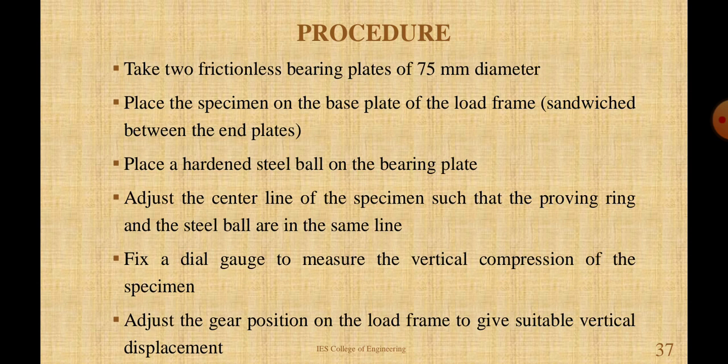Then take two frictionless bearing plates of 75 mm diameter. Place the specimen on a bearing frame and place a hardened steel ball on the bearing plate. Adjust the center line of the specimen such that the proving ring and the steel ball are in the same line. Fix a dial gauge to measure the vertical compression of the specimen. Adjust the gear position on the load frame to give suitable vertical displacement.